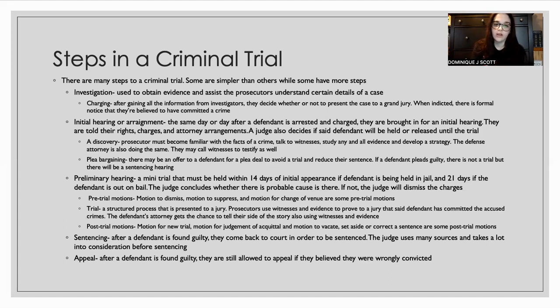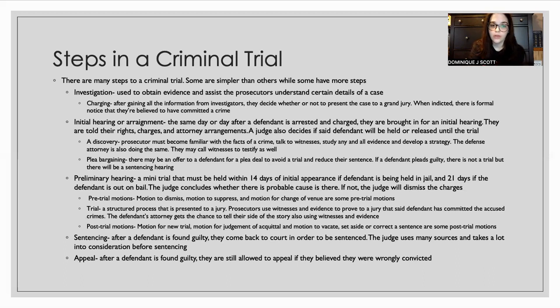Preliminary hearing is a mini trial that must be held within 14 days of an initial appearance if the defendant is being held in jail, and 21 days if the defendant is out on bail. The judge concludes whether there is probable cause. If not, the judge will dismiss the charges. Pretrial motions include motion to dismiss, motion to suppress, and motion for change of venue.